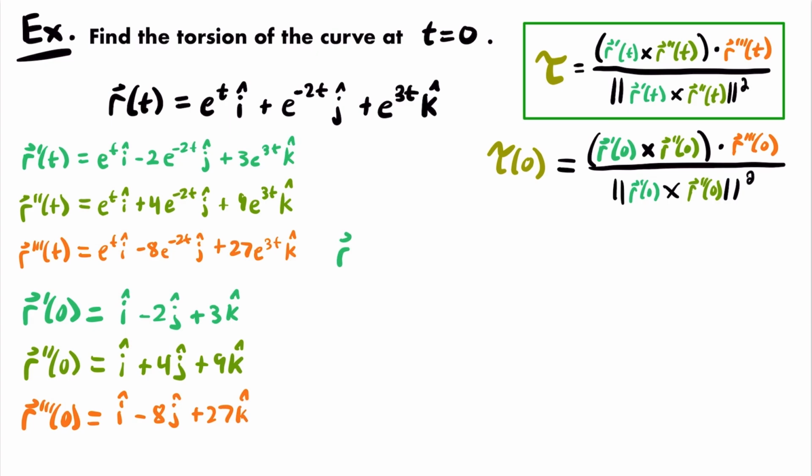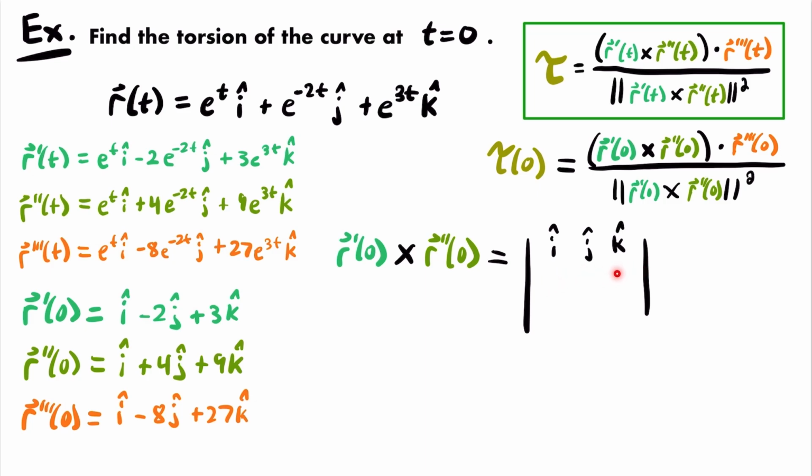We're going to take r prime of 0 and cross it with r double prime of 0. So setting up the 3 by 3 matrix, we have i, j, and k. The middle row will be the components of r prime of 0. So that would be 1, -2, and 3. So let's write those in. 1, -2, 3. And then the bottom row will be the components of r double prime of 0, which are 1, 4, and 9.